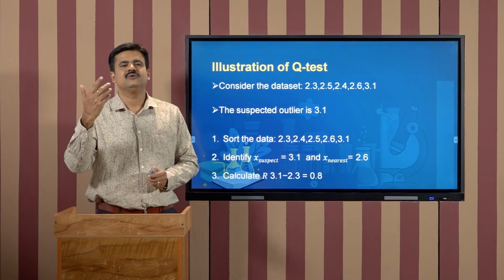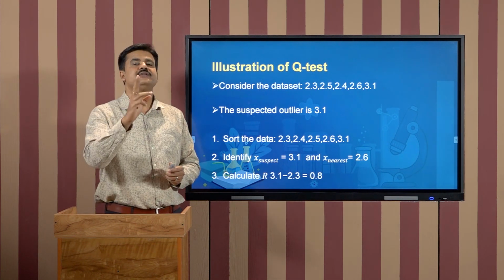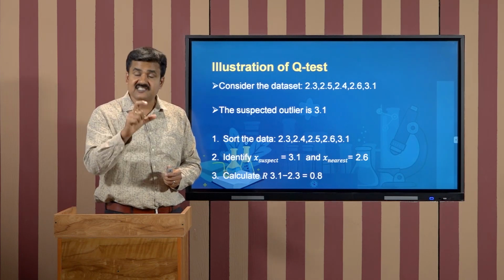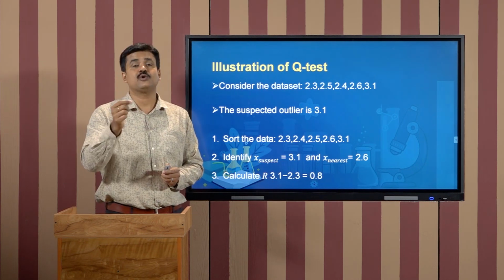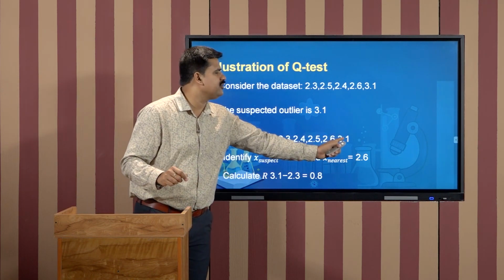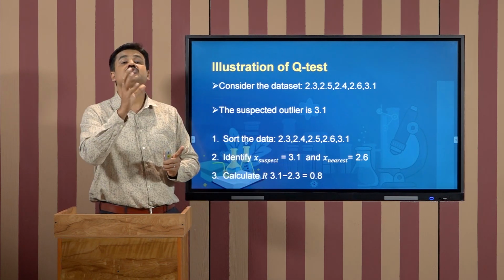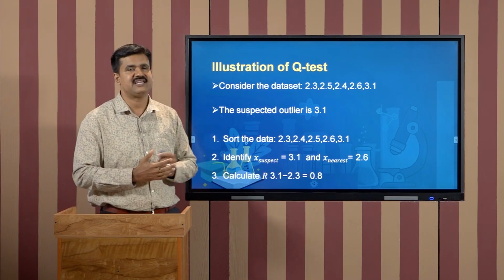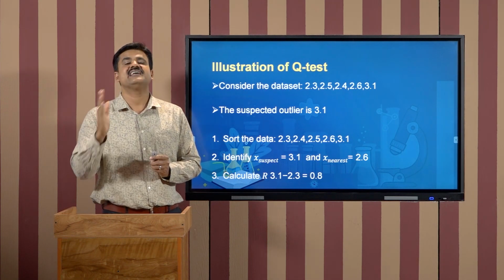Now, we can enter into the next part, that is the calculation of the range. I already told you that range can be calculated by taking the difference between the highest value and the lowest value. That is, range R is equal to X maximum minus X minimum. You can see that the highest value is 3.1 and the lowest value is 2.3. So, the range of the measurement R is equal to 3.1 minus 2.3, that is equal to 0.8. So, you got the values of the range, X suspect and X nearest.